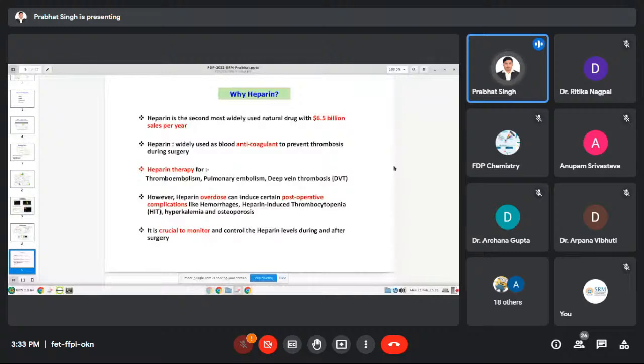So the majority of the discussion, I would rather say, for today's talk would be mostly on sensing heparin. So let me first briefly tell you why heparin. Heparin is basically the second most widely used natural drug worldwide after insulin. Insulin, you all know, diabetes management and things like that. So heparin is the second most widely used natural drug.